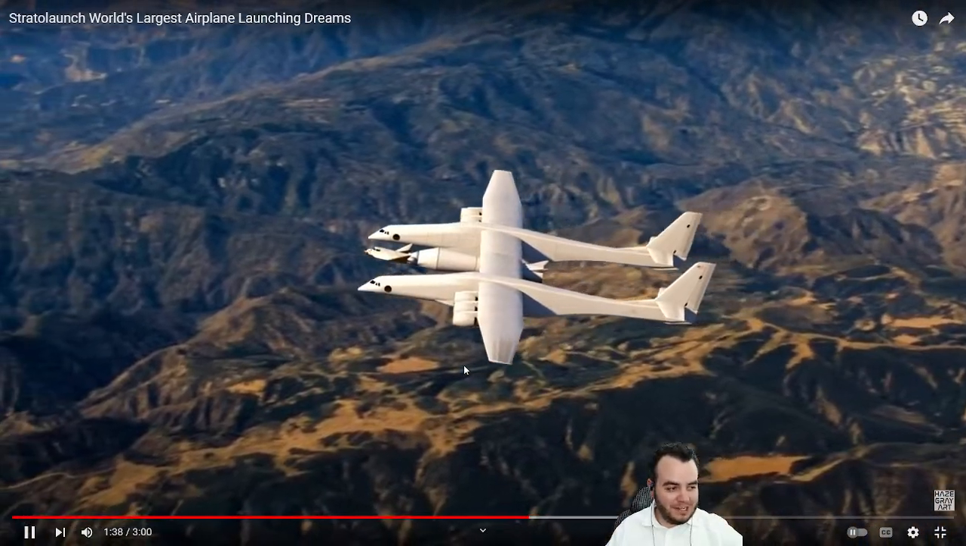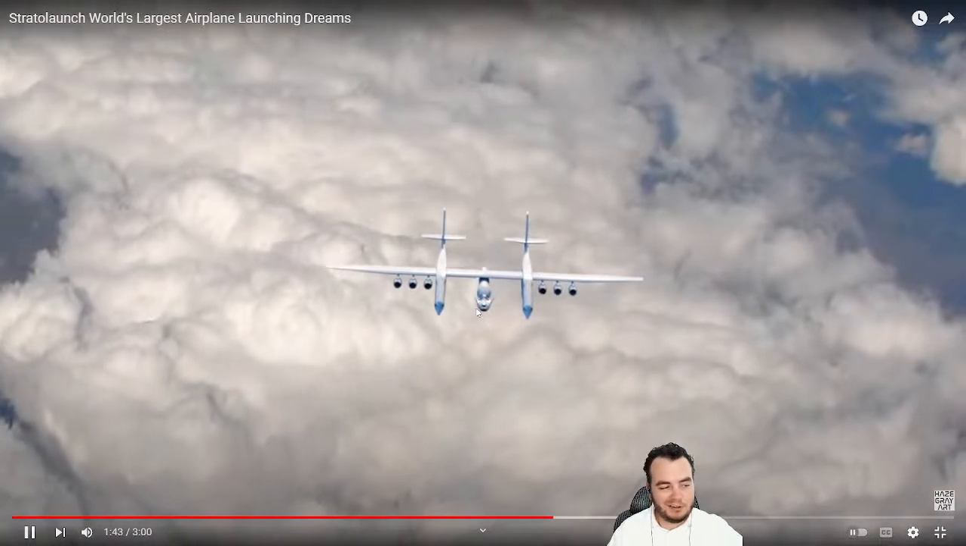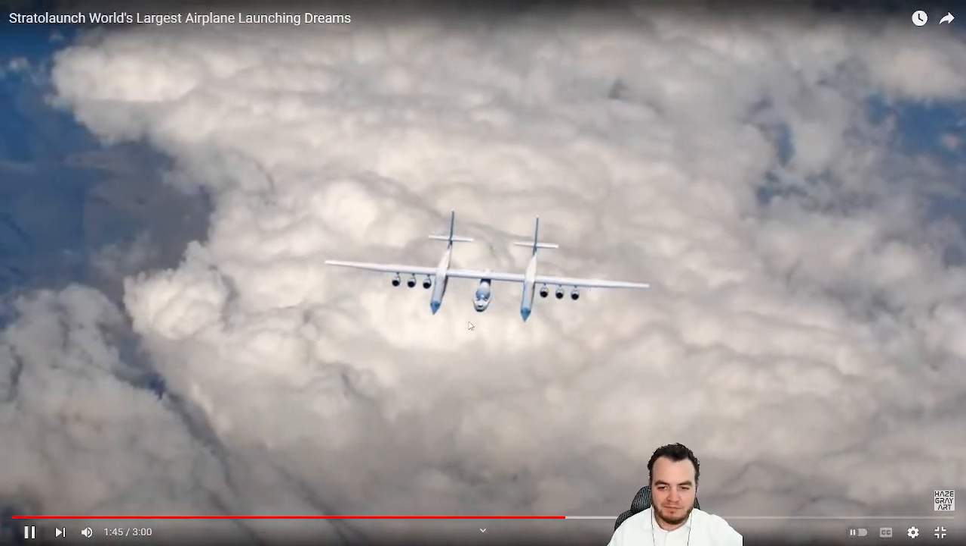This was a real thing they wanted to do, by the way, when Dream Chaser was just getting off the ground. Well, I guess it's still technically trying to get off the ground, but you know what I mean.